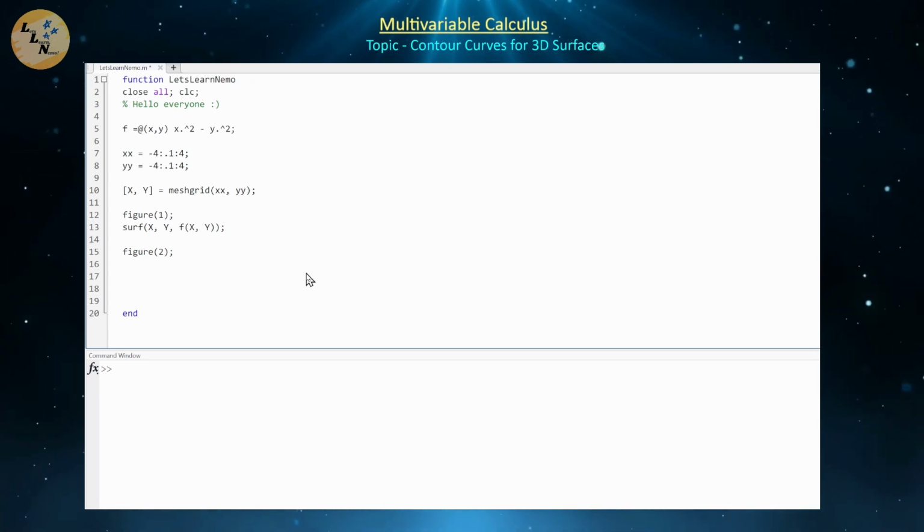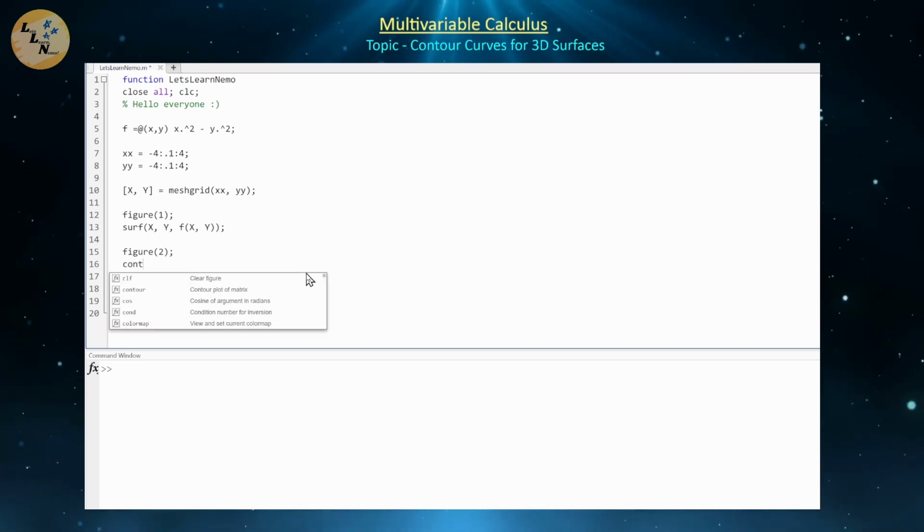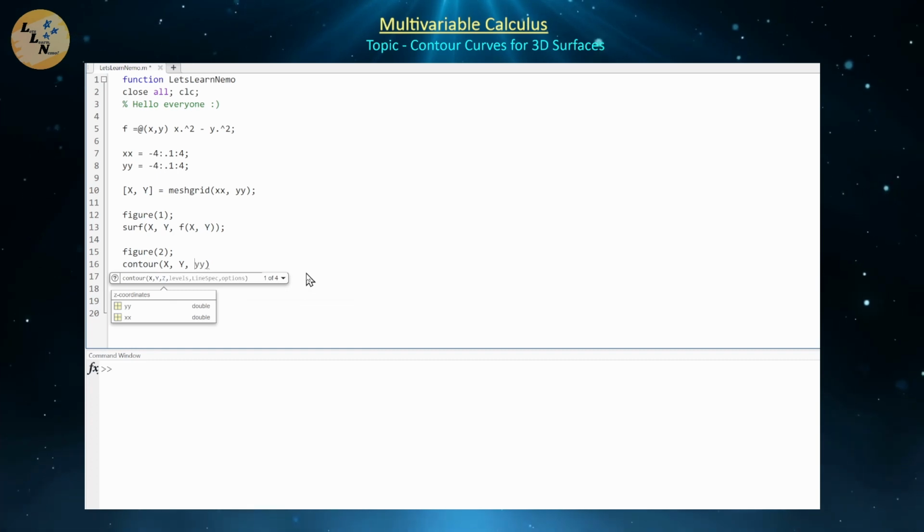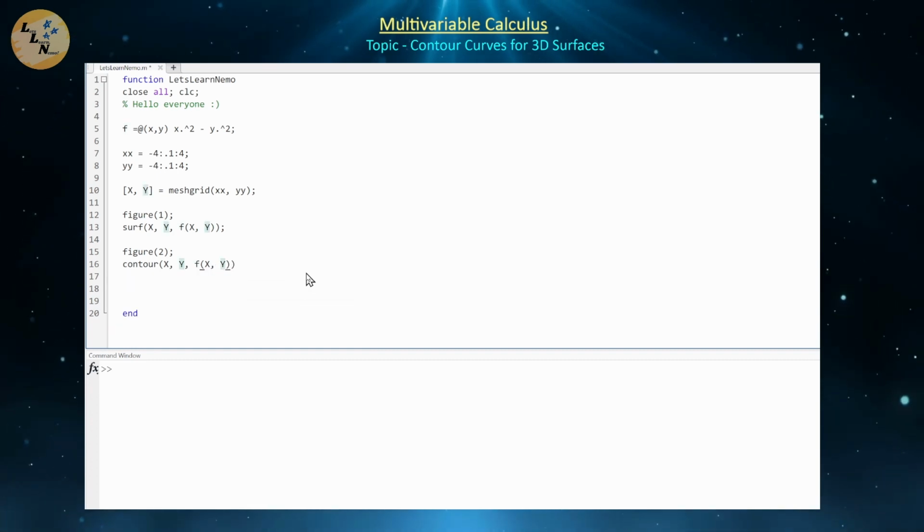So what I want to do is just use the function contour and then do x, y, and then z, which is again going to be f of x, y.